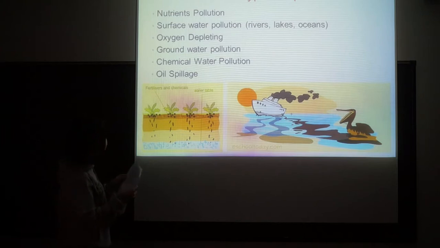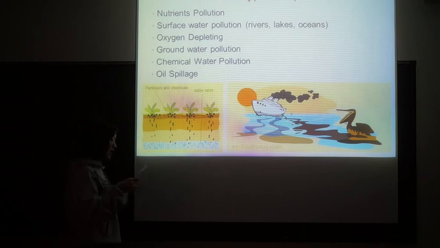The second one is surface water pollution. Surface water pollution includes natural water found on the Earth's surface, like rivers, lakes, and oceans. Hazardous substances come into contact with this surface water, dissolving and mixing physically with the water, so that makes the water poisonous.